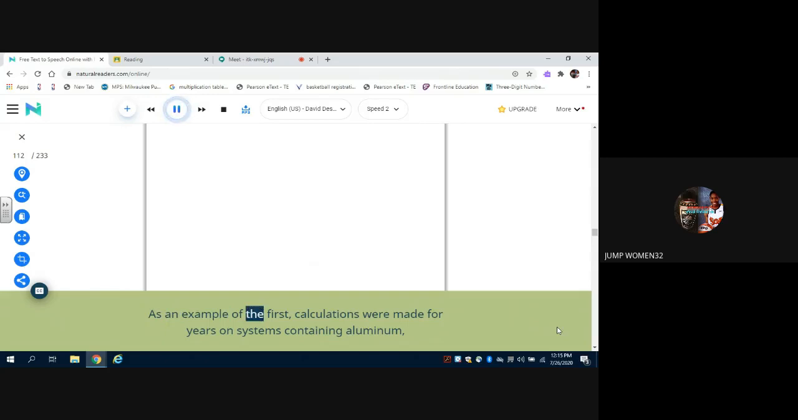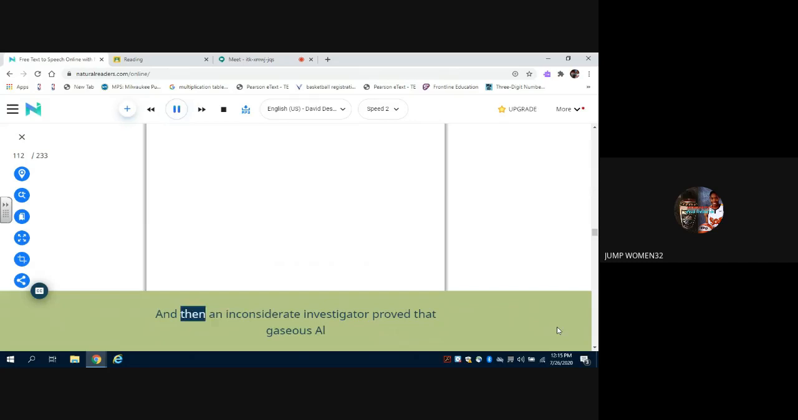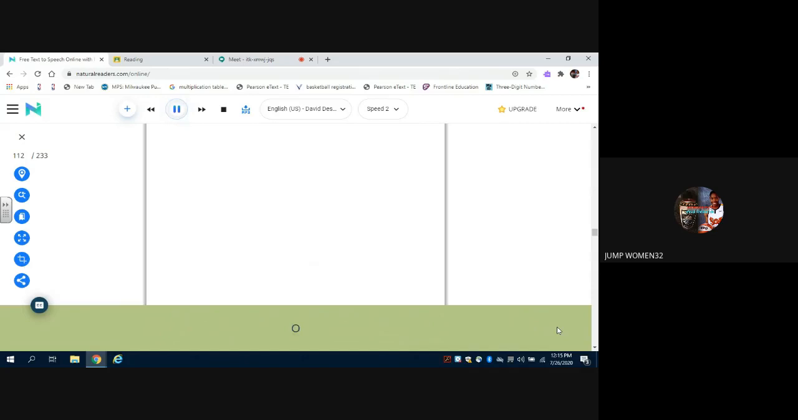As an example of the first, calculations were made for years on systems containing aluminum, using thermodynamic data on gaseous Al2O3, calculated from its assumed structure. And the results didn't agree too well with the experimental performances. And then an inconsiderate investigator proved that gaseous Al2O3 didn't exist. Red faces all over the place.